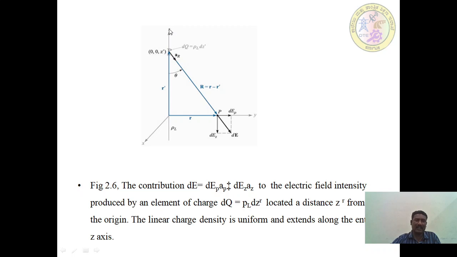Z is the z axis. In order to differentiate this axis z and this point z, this is taken as z dash. That is, we are writing dq is equal to rho L into dz dash. This is the value. Here is a unit vector, which indicates the direction of the line charge.